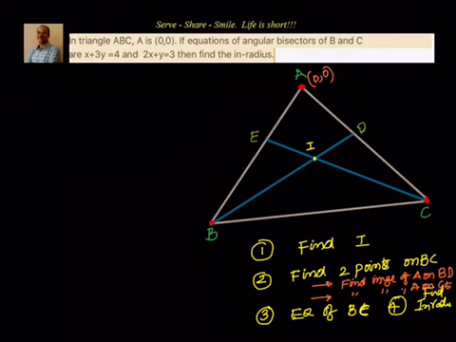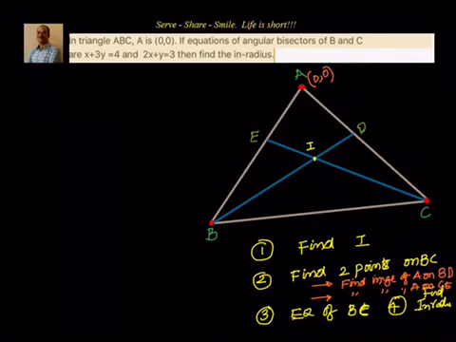First we have to find out what I is. We can easily do that. We will finish that step first. Then we will go to find two points on BC. For that we will find the image of A on BD and the image of A on CE. Then we will find the equation of BC. Once we know the equation of BC, we can find the inradius because it's a perpendicular distance. So let's go ahead and do it one by one.